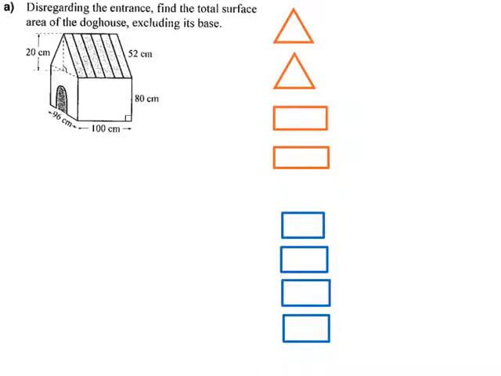Now, problem A reads, disregarding the entrance, find the total surface area of the doghouse excluding its base. So do not include this shape right here, and we are not including the base part. So to do this, you see that the doghouse is broken into a triangular prism, and then the bottom part is a rectangular prism. So we are going to calculate 1, 2, 3, 4 sides for the triangular prism, and then 1, 2, 3, 4 sides for the rectangular prism.